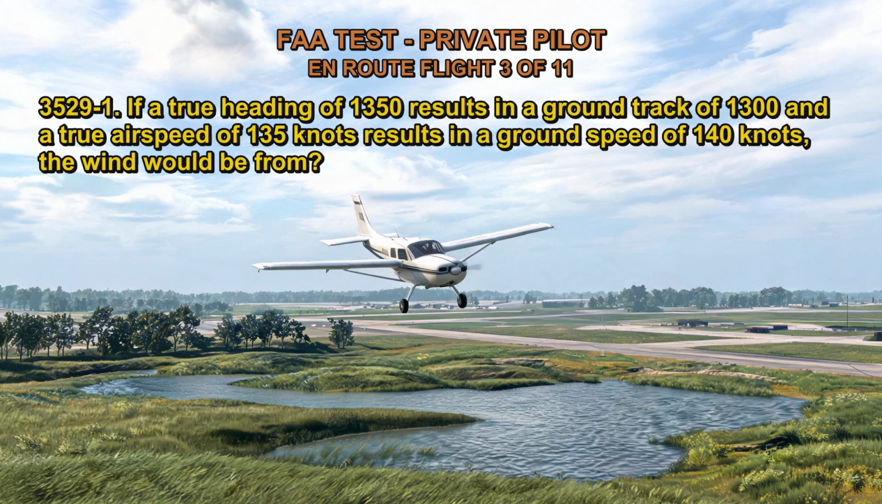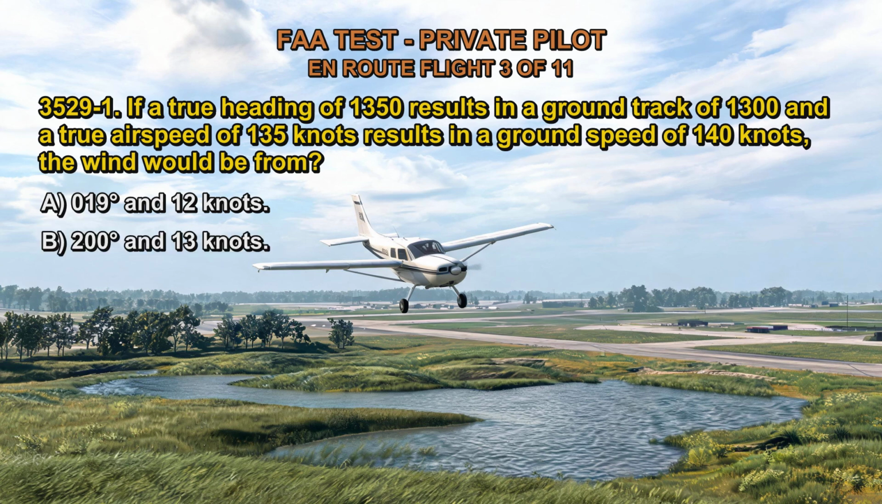Q3529-1. If a true heading of 135 degrees results in a ground track of 130 degrees, and a true airspeed of 135 knots results in a ground speed of 140 knots, the wind would be from: A. 019 degrees and 12 knots, B. 200 degrees and 13 knots, C. 246 degrees and 13 knots.